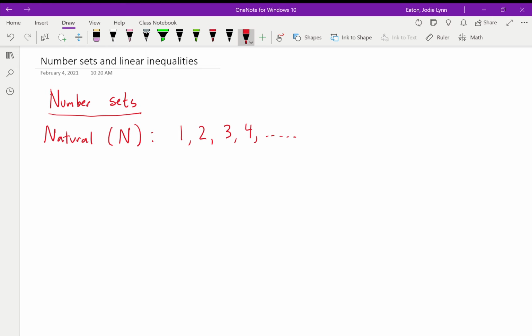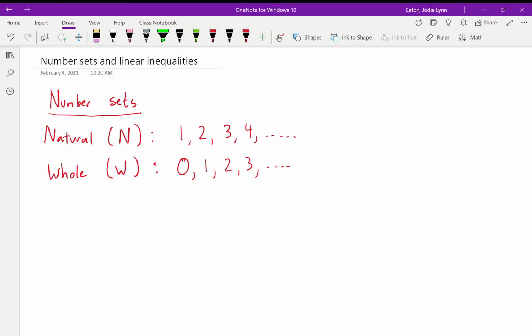The next number set is whole numbers. We abbreviate that with a W. The set of whole numbers is the same as the set of natural numbers, except it includes a 0. So 0, 1, 2, 3, and the rest of your counting numbers, and so on.